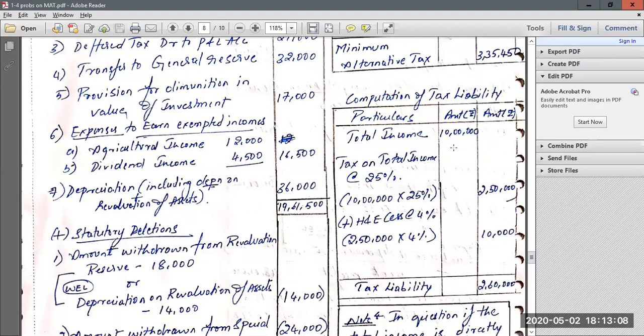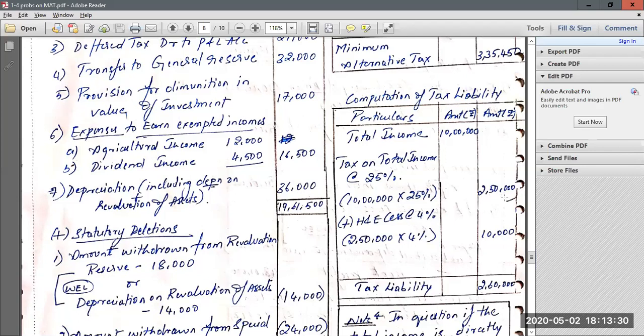Then total income, they have directly given 10 lakh. So on this 10 lakh directly, since it is a domestic resident company, 25% tax is applicable, and since total income is not more than 1 crore, surcharge is not applicable. So 25% on total income, you will get this tax amount of 2,50,000, and on this 2,50,000 again you have to add health and education cess at 4%, which is 10,000.